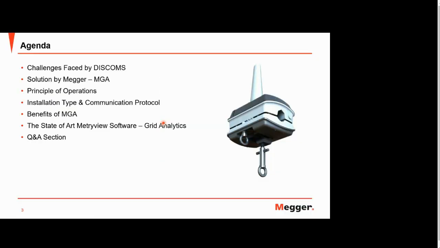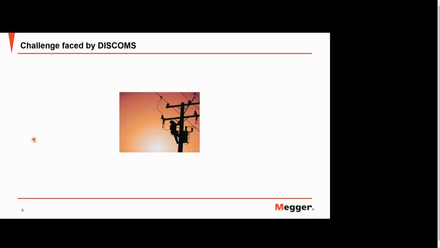Welcome to today's webinar on identifying weak spots and improving SAIDI and SAIFI in the distribution network with Megger Grid Analytics. Our agenda: we are going to discuss the common challenges faced by distribution companies, what solution Megger comes with for the issues distribution networks have, the principle of operation, installation type and its protocol, benefits of MGA, and I have also added a few snaps of the MetaView software, showing how grid analytics helps make our grid more reliable, and of course a Q&A session at the end. During the session, if you have any questions or queries, you can park them in the chat window.